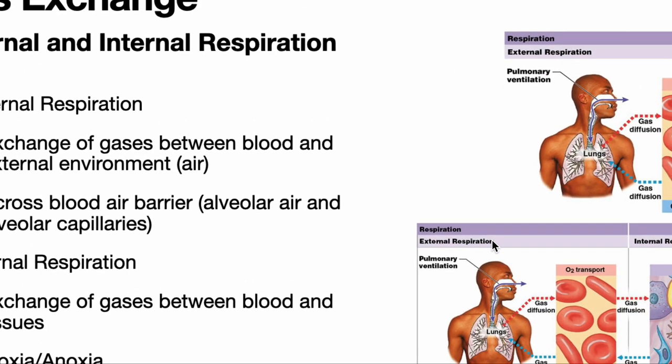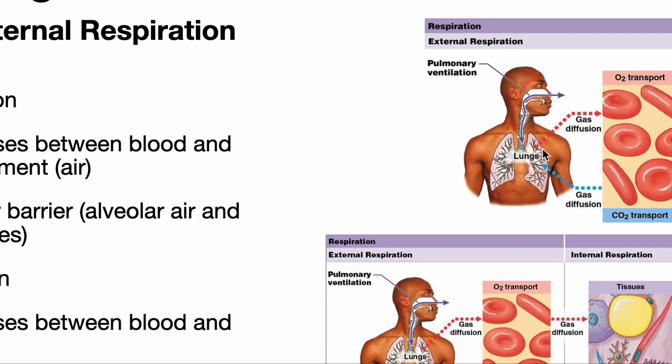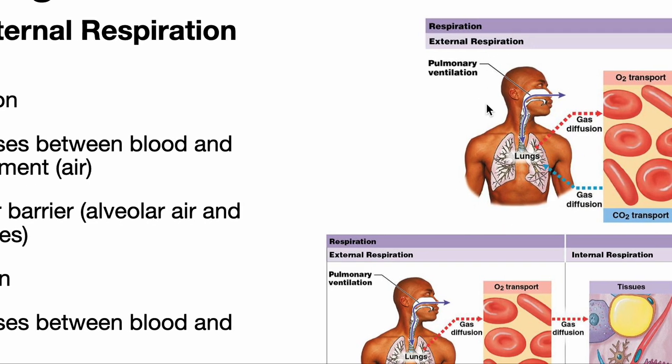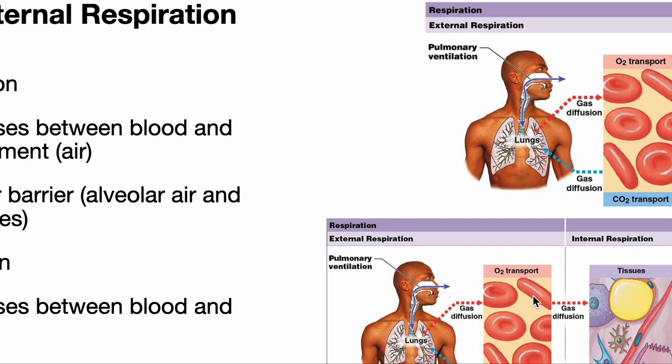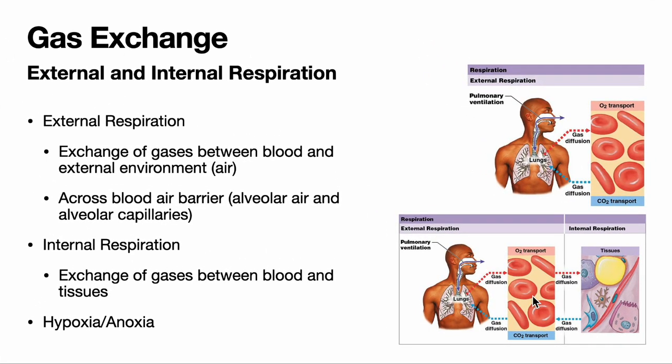So these images, if I can just blow this up a little bit, this is just a visual of external respiration, including pulmonary ventilation, where we are moving oxygen and carbon dioxide across the respiratory epithelium, versus internal respiration, where we're going to be moving oxygen out of the blood and into the surrounding cells and tissues, and carbon dioxide out of the tissues and cells and into the blood. So make sure you remember the difference between external and internal respiration.